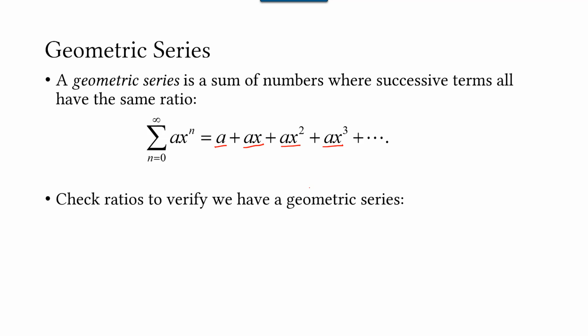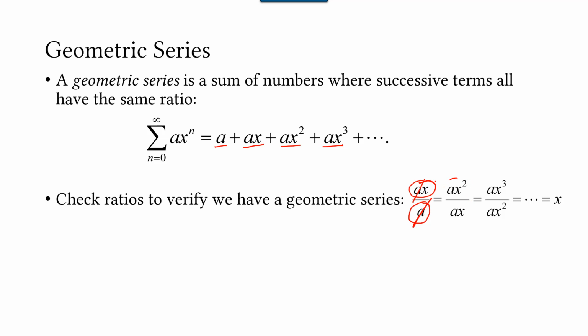To figure out whether we're dealing with a geometric series, the way to check is to actually take a look at the ratio of successive terms and just verify that, in fact, they're all the same. So for this particular case, if I took the second term ax over the first term a, the a's would cancel, and I would just get x.